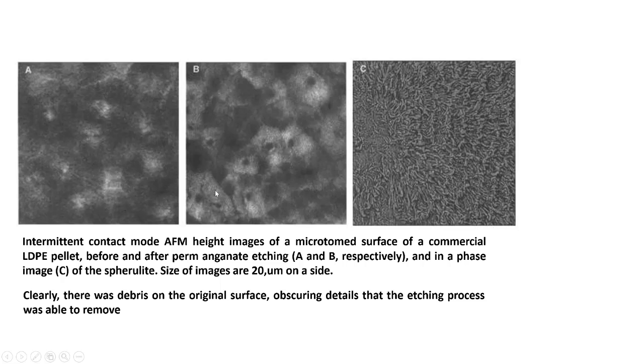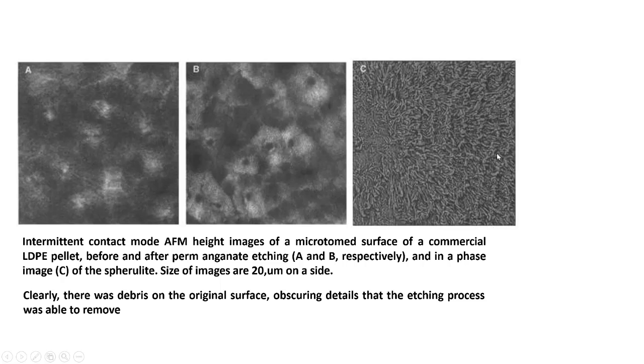Then the intermittent contact mode, again tapping mode. They have taken these kinds of images of an LDP pellet, so this is low density polymer, and this is taken before and after the permanganate etching. And this is before and this is after the etching.